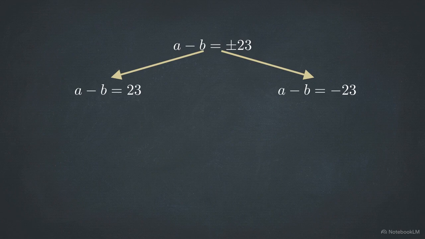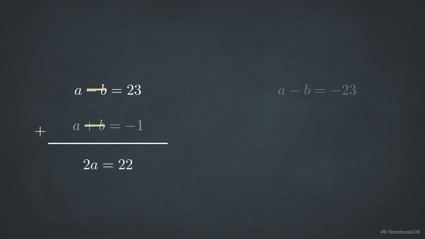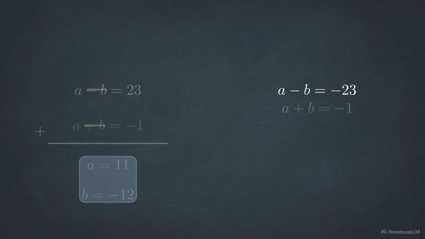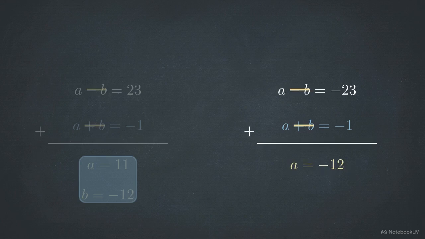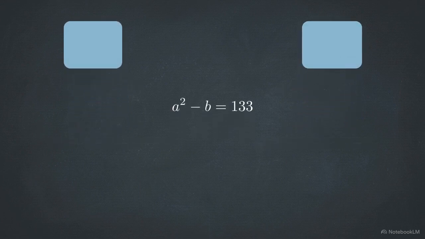This diagram illustrates the final stretch. Taking the square root of 529 splits the timeline into two paths. A minus b equals +23 and a minus b equals -23. We follow the first path by aligning it vertically with our earlier finding, a plus b equals -1. Adding the two equations together cancels out the b variables, revealing the first solution set, a equals 11 and b equals -12. Following the same process for the second path, pairing -23 with -1 reveals the flipped solution, a equals -12 and b equals 11.